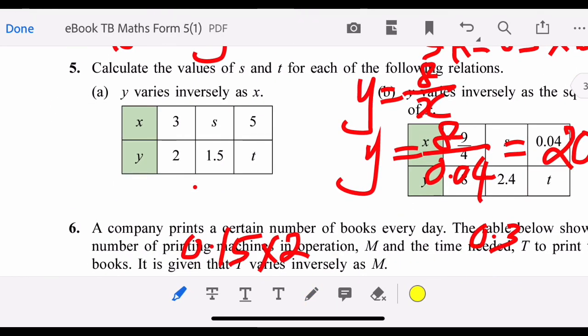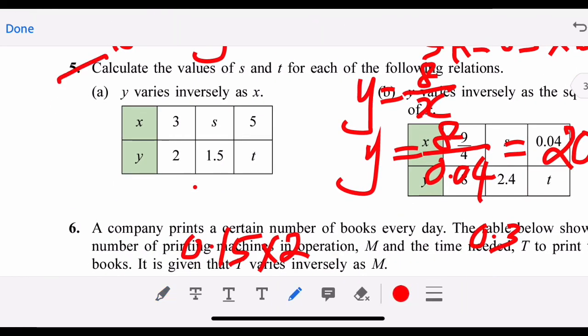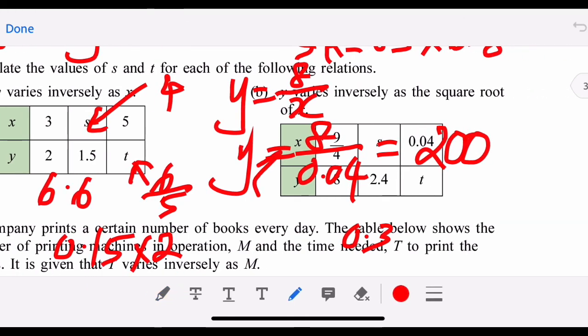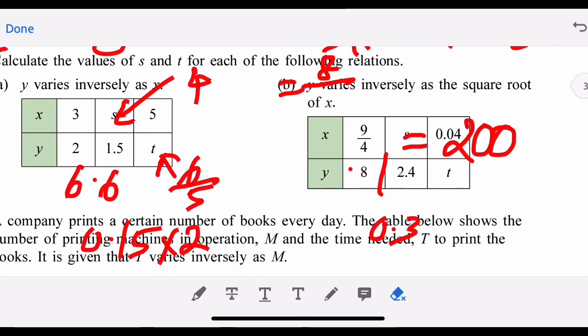Alright, so for questions involving a table, the concept is the same. You try to make the constant the same. 3 times 2 is 6. That means if you want to get 6 here, so this one should be 4, right? And this one should be 6 over 5, or you can say 1.2. Alright. Okay, so for the next one, let's see this one, how to do.